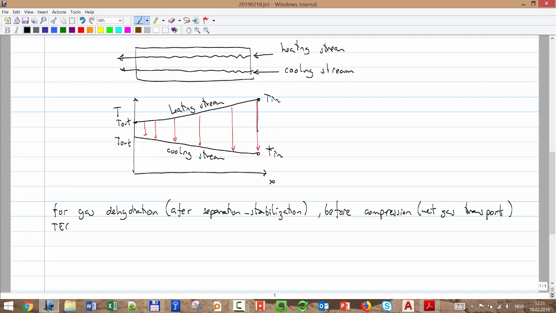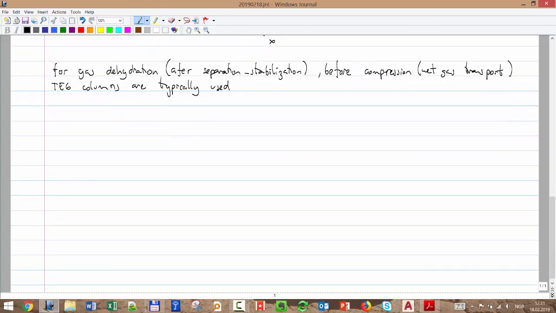So TEG columns are typically used. And how does a TEG column look? Well, first we have a column, a structure which is like a vertical separator, simply a cylindrical unit. At the bottom, I send the wet gas, the gas that comes from separation. I might place before it either a cooler or a scrubber just to take the liquids out, if there are any, such that it will be purely gas in vapor phase, saturated with water.